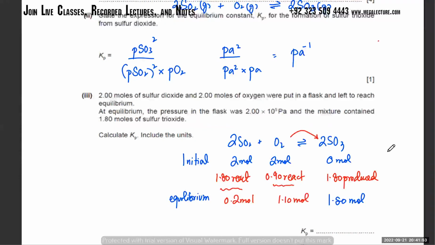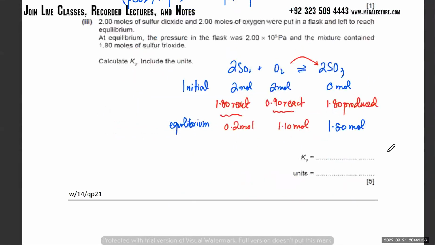Yes, sir. So you found your equilibrium moles. This is the situation of the container at equilibrium. Now to find Kp, I first need to find the partial pressures. What are my total moles at equilibrium? Add them up: 0.2 plus 1.10 plus 1.8 gives 3.10 moles. Is that clear? 3.1, yes.